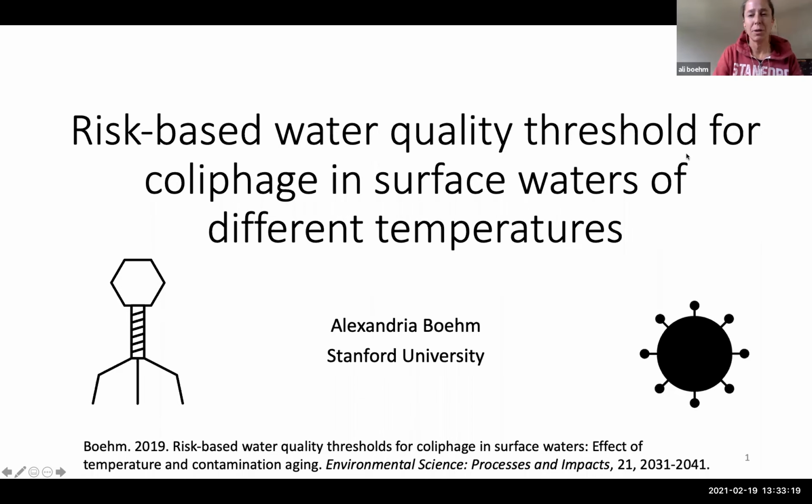Today I'm going to talk about a paper on determining a risk-based water quality threshold for coliphage in surface waters of different temperatures. This work is summarized in a peer-reviewed paper shown at the bottom of the slide.